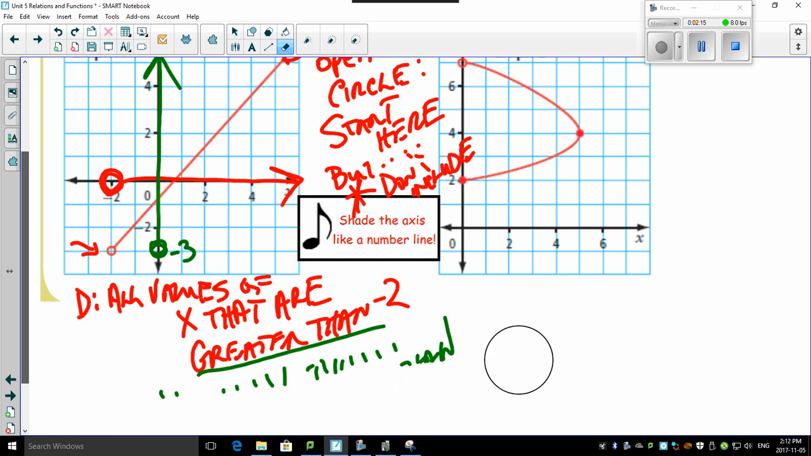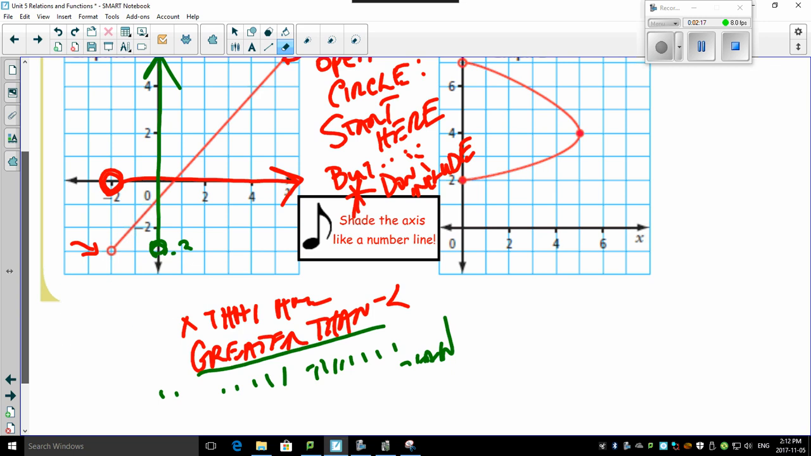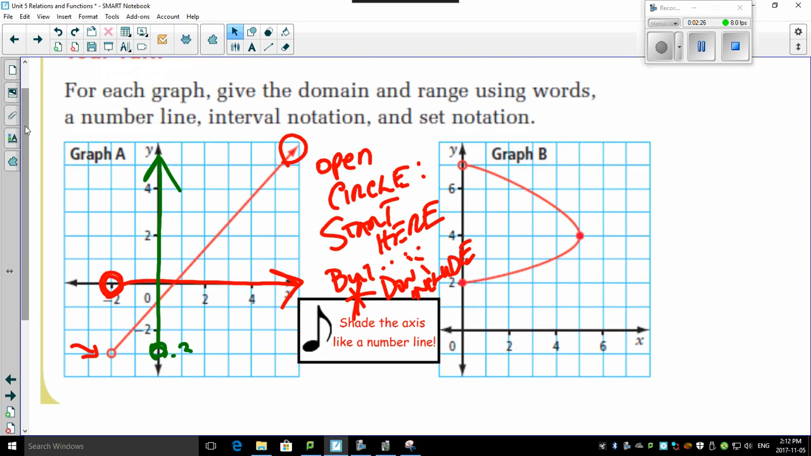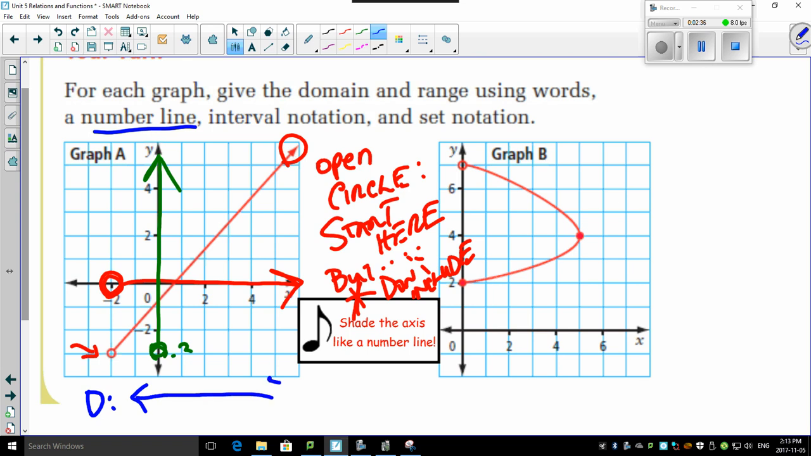All right, so I'm going to get rid of this. Bada boom. Notice how I didn't touch my graph though. I left my number line on there because the next thing it's going to ask you to do is a number line. Well, guess what? We're done. We did the number line. The domain then is any values from -2 onwards, but not including -2. So we would shade, and we would shade the arrow saying that it's going forever and ever.